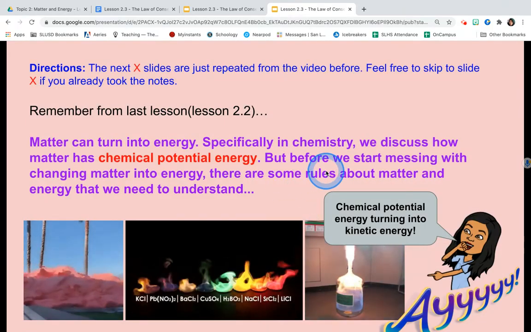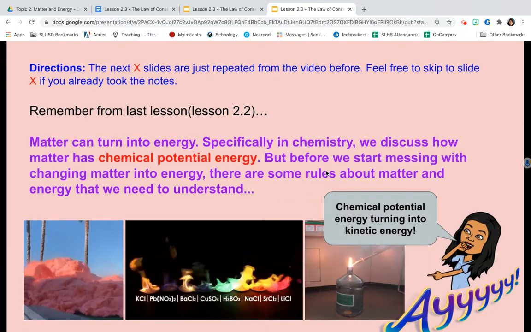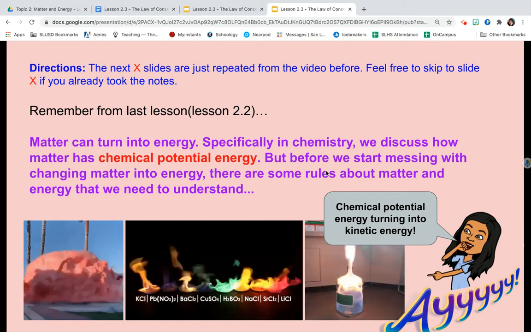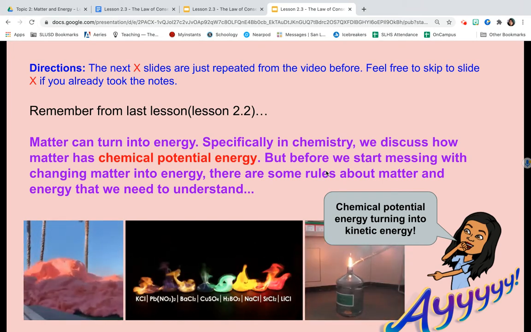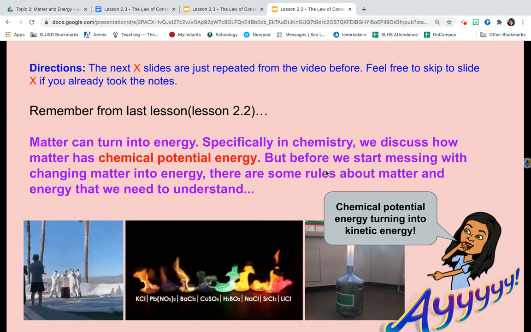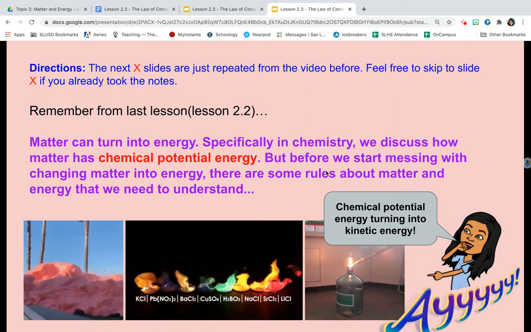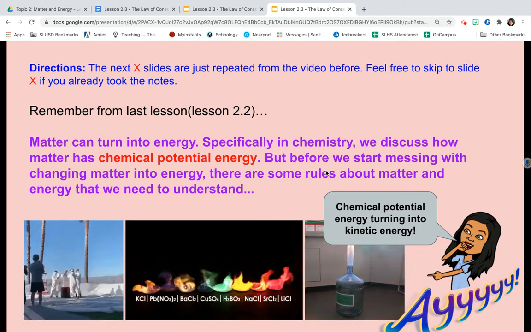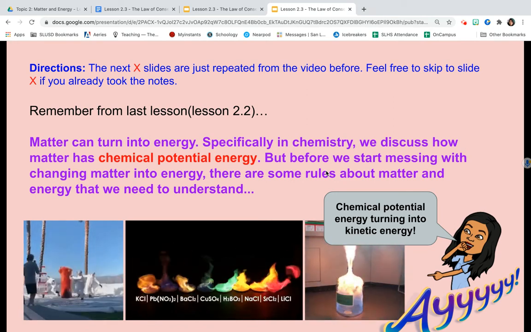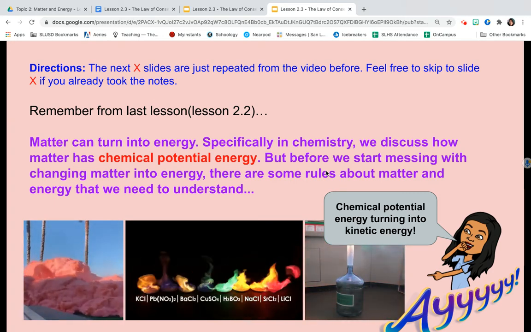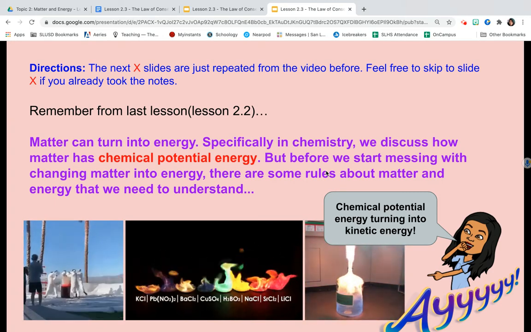Okay, so a reminder from the last lesson, lesson 2.2. We know that matter can turn into energy. And specifically in chemistry, we know that matter or chemicals has chemical potential energy that can energize stuff. But before we start messing with changing matter into energy, there are a couple of rules that we need to understand. Specifically, just one.